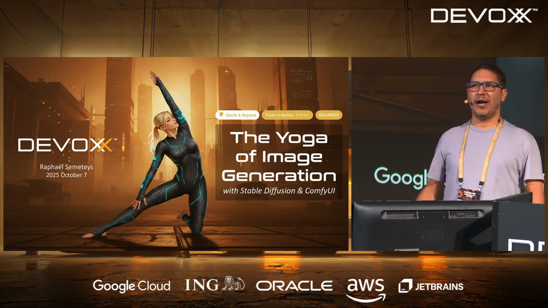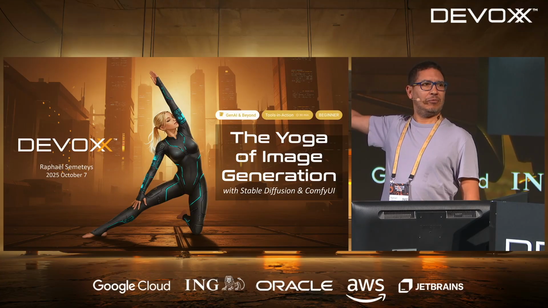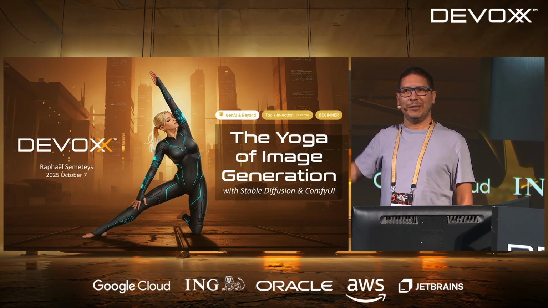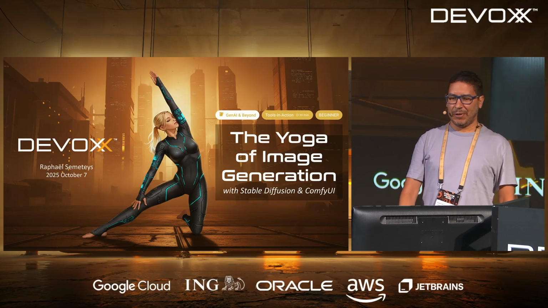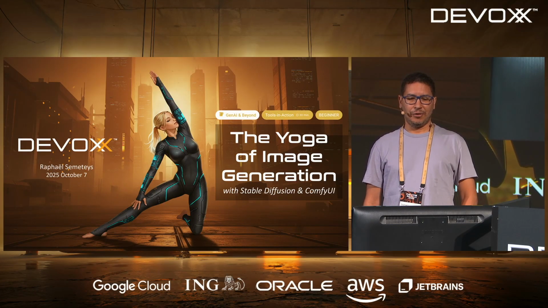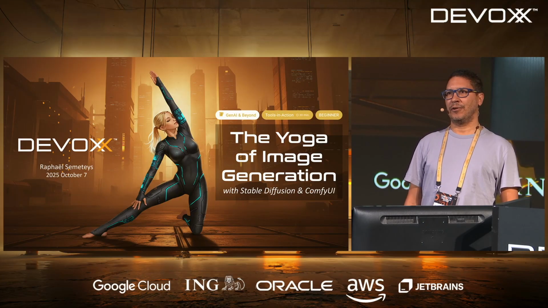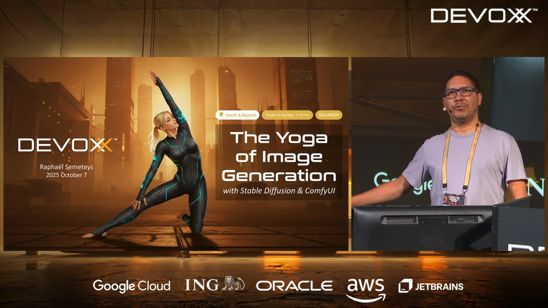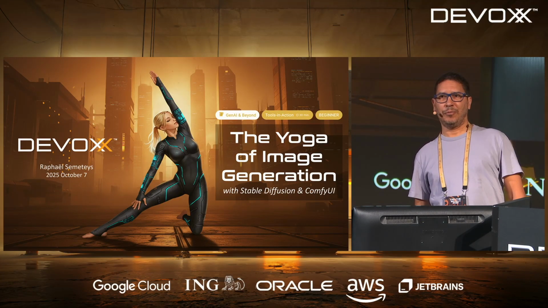Yet another talk on AI. Those images we just saw were generated with AI, apparently. Let's go visual with AI and speak about image generation with this tool in action with Stable Diffusion and ComfyUI. I want to generate images of yoga poses.